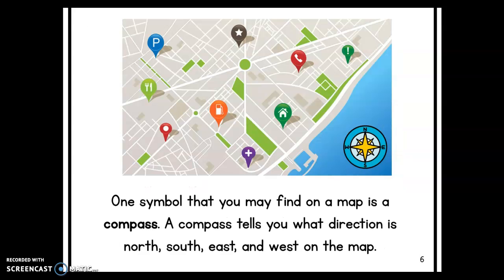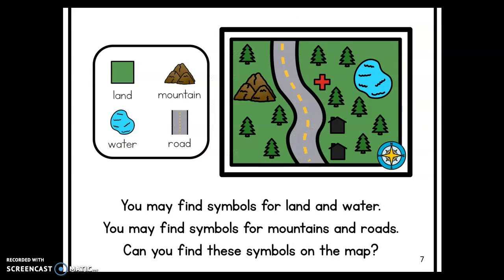One symbol that you may find on a map is a compass. A compass tells you what direction is north, south, east, and west on the map. You may find symbols for land and water. You may find symbols for mountains and roads. Can you find these symbols on the map?